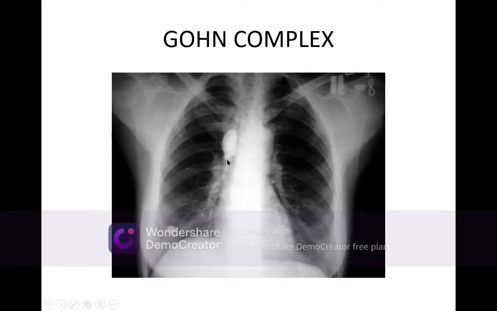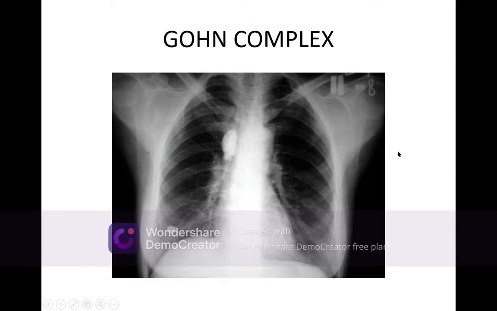Now, Ghon complex, you know what this is. It is a primary type of tuberculosis. The first lesion is mostly in the right middle zone. The draining lymph nodes are also enlarged and prominent. If both are combined, then it is called Ghon's complex. The focus is here, somewhere. It is gone now, it is not seen clearly. If the focus is with an enlarged hilar, or prominent hilar, this is called Ghon's complex.